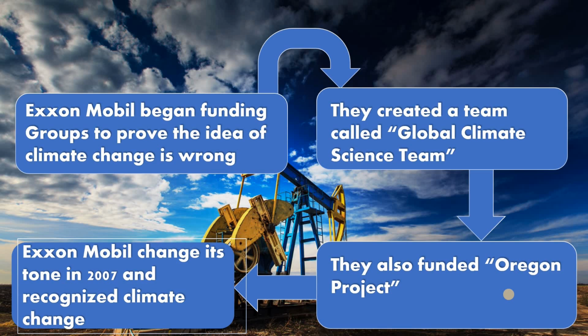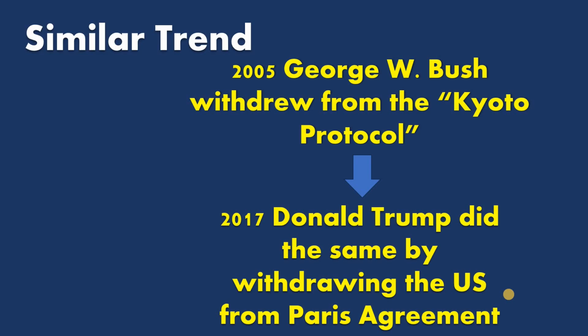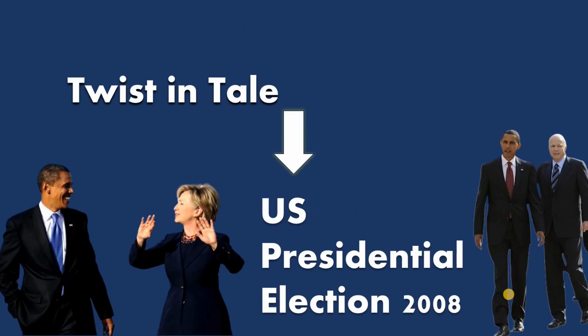That is how they forced the government of the United States, the world's most powerful country, not to sign the Kyoto Protocol. And that happened for the first time. And they also did the same in 2008.